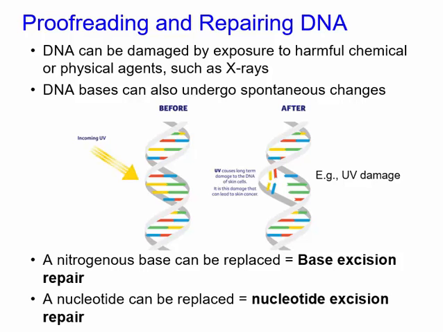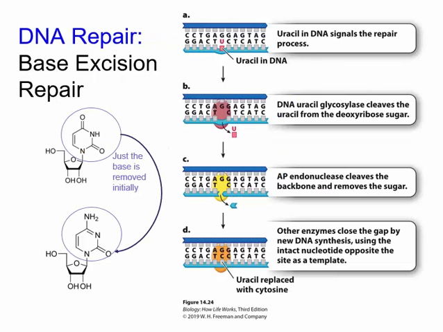So one is called base excision repair. And in this case, it's kind of interesting because let's take the example here. A uracil is inserted into a DNA strand. Now, that's not supposed to happen because there shouldn't be uracil in DNA. But cytosine, which should go here, is actually very similar in structure to uracil. So you could see it happening.